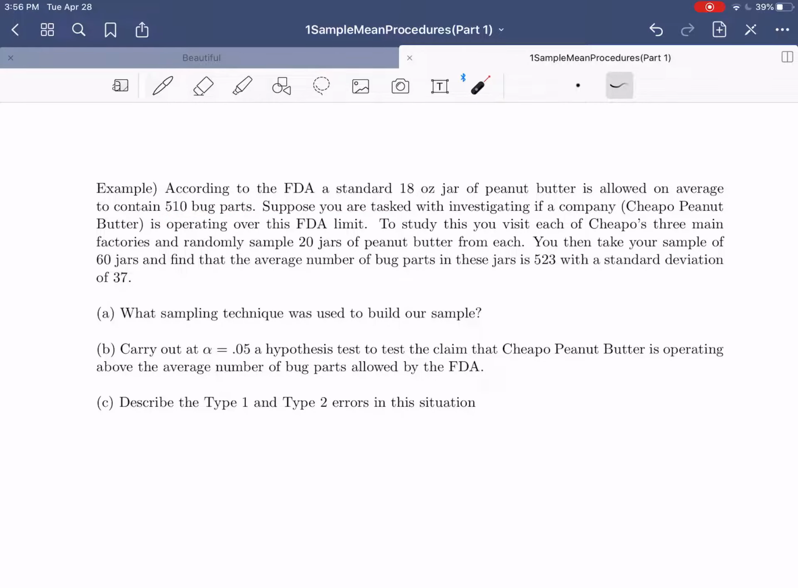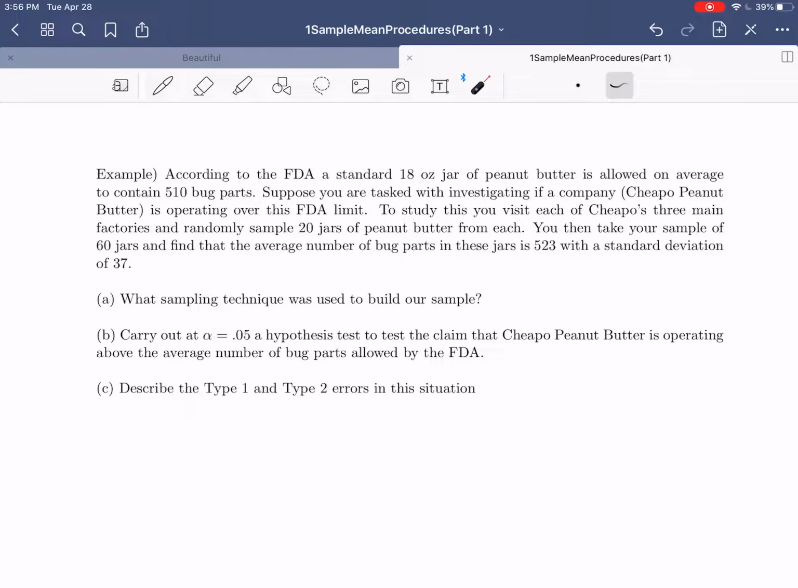This is mainly because peanut butter is processed in these giant open air vats where they churn the peanuts together. And unfortunately, anything that falls in there is also added to your peanut butter. So we're going to suppose that we're tasked with investigating if a company, in this case Cheapo Peanut Butter, is operating over this FDA limit.